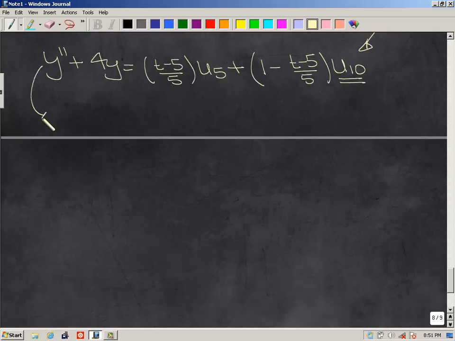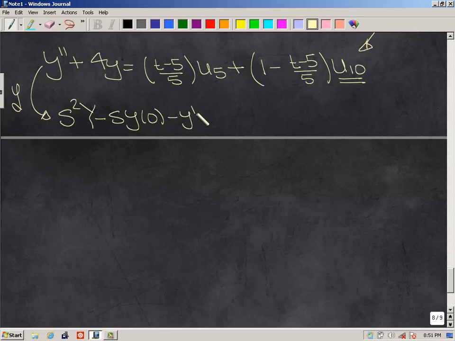All right. Now we can take Laplace transforms on both sides. So we get s squared big Y minus s times y of 0 minus y prime of 0, plus 4 times big Y, that's from there, is equal to, so now comes the fun part, taking the Laplace transform of these guys. So what is the Laplace transform of this function?